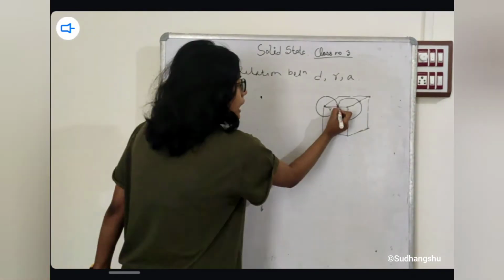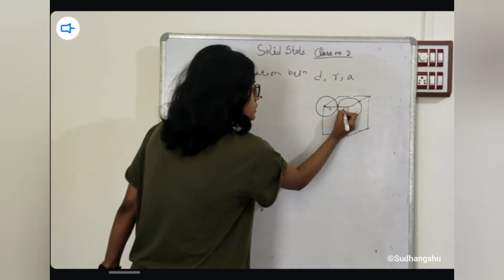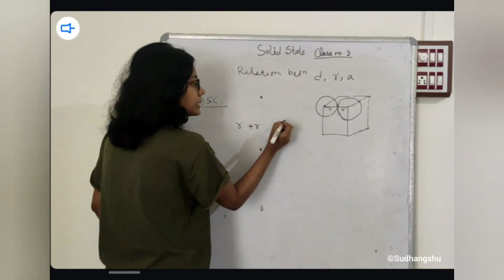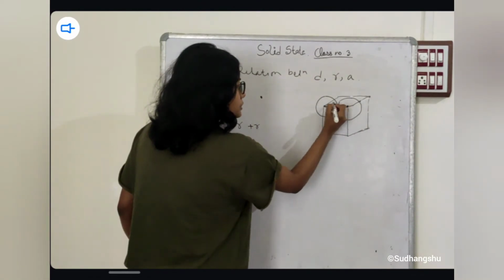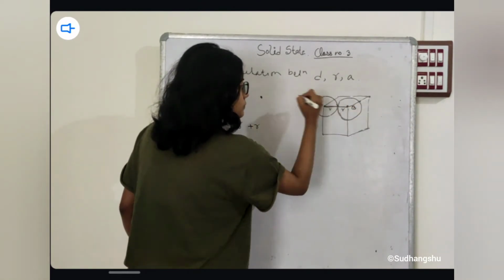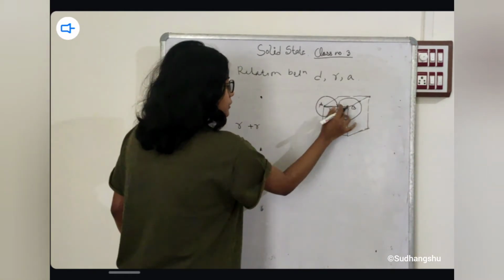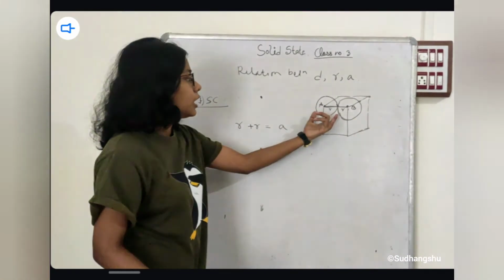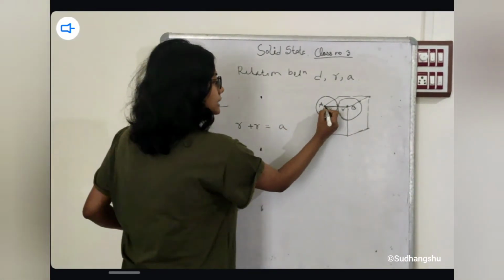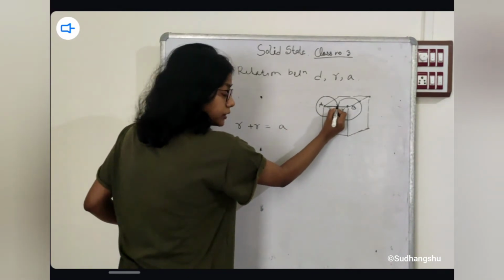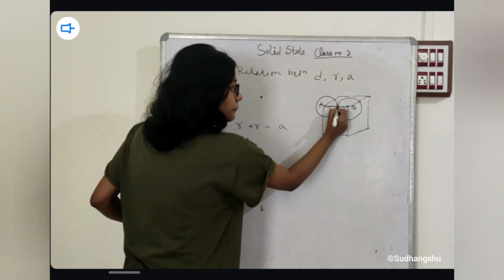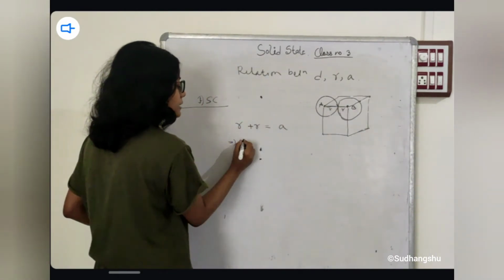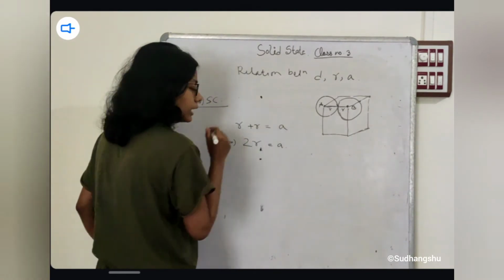Radius, right? And from this position to this position it will be r. So r plus r is, but from corner position A to B, right? From corner position A to B is nothing but the edge length. Okay? So edge length AB is equal to nothing but radius of this sphere or this atom plus radius of this atom. So r plus r is equal to a. It implies 2r is equal to a.